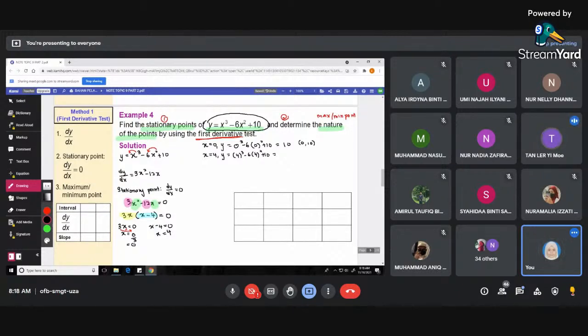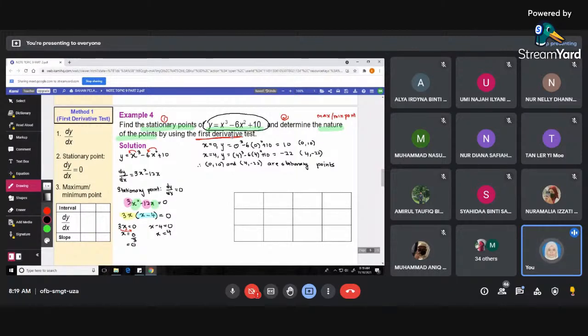Dekat you. Negative 22. Berapa jawapannya? Negative 22. Negatif 20. Let's make stationary point. The second stationary point is for negative 22. So we need to write the conclusion. 0, 10, and for negative 22 are stationary points. Okay. So that's all for the first question, for example number 4.